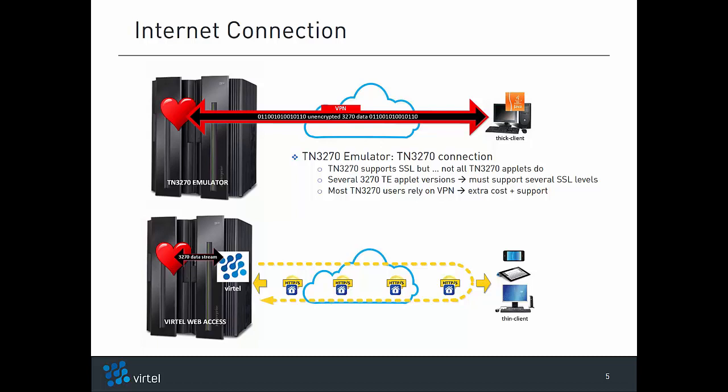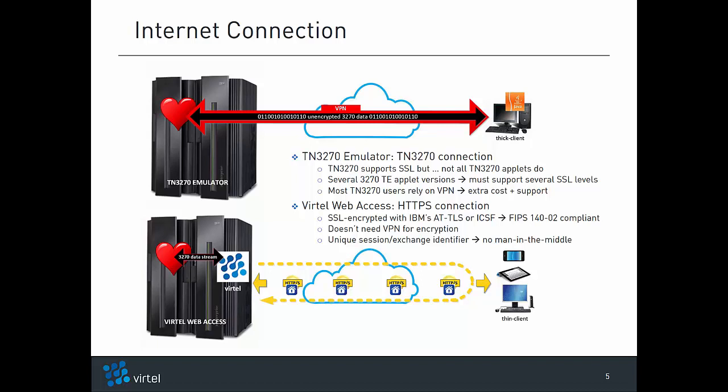They rely instead on a VPN, which of course comes at an extra cost and with extra support requirements. With Virtel Web Access, it is much simpler because Virtel Web Access relies on end-to-end HTTPS connections. Those connections are SSL encrypted with ATTLS or ICSF, which, being IBM products, are always compliant with the latest FIPS level, today 140-2. Although Virtel can coexist with a VPN, it doesn't need a VPN to encrypt the data exchanged with terminal emulation users. In fact, some of our customers have simply dropped their VPN.